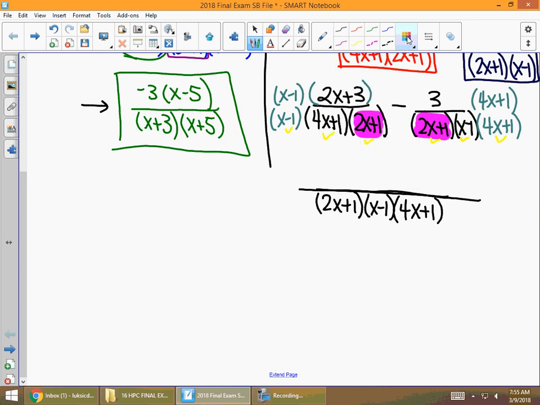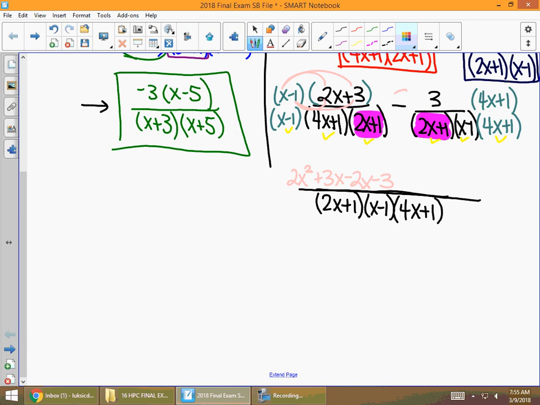I'm going to work in this fraction to the left. x times 2x is 2x squared. x times 3 is 3x. Negative 1 times 2x is negative 2x. And negative 1 times 3 is negative 3. And I can combine those like terms later.